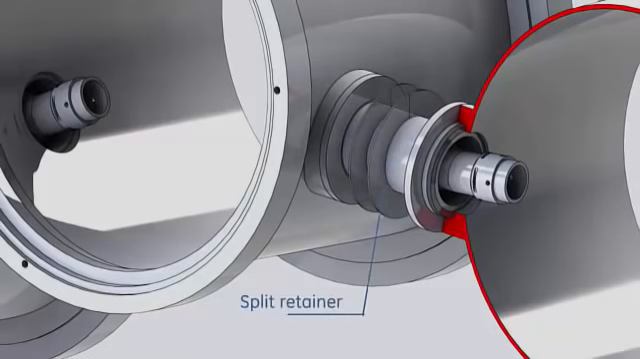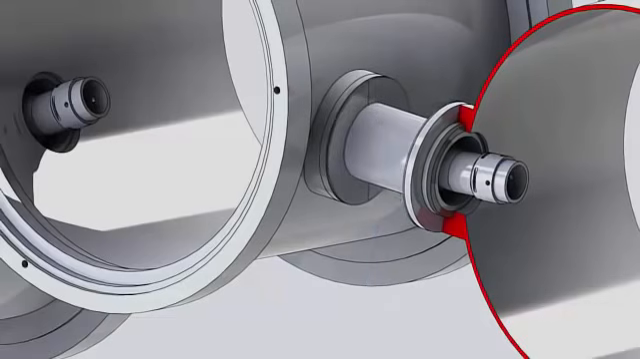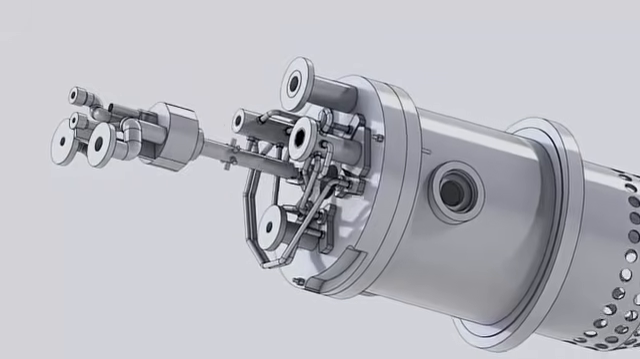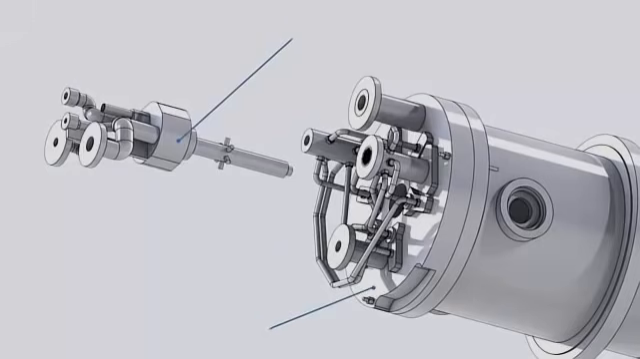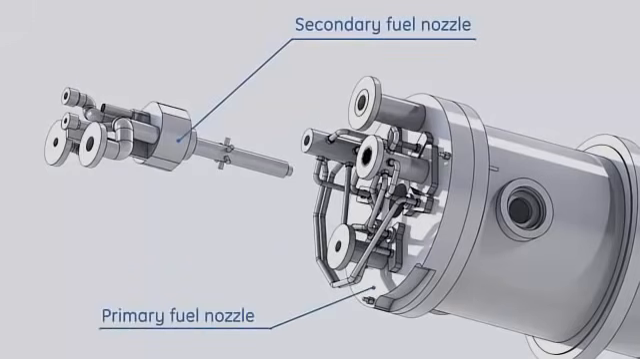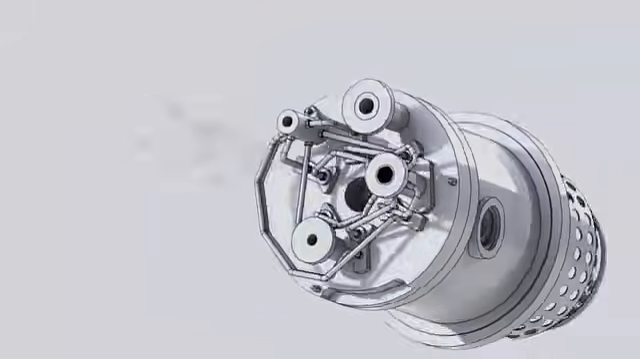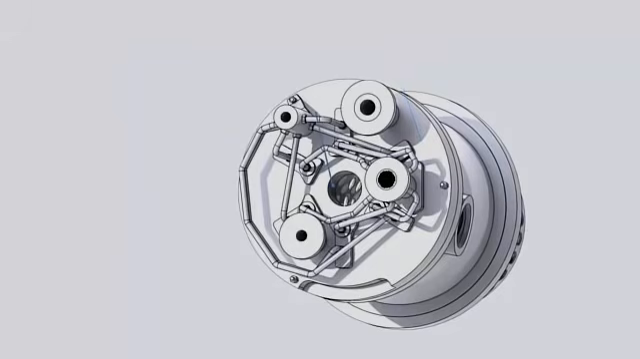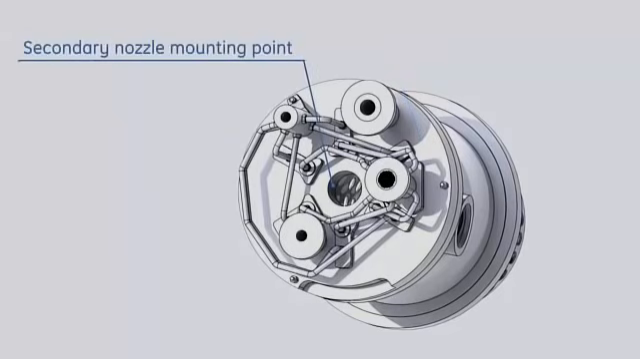Outer tubes are prevented from sliding by split retainers mounted on the flanges. As the DLN1 system features two combustion zones, fuel is injected into the combustion chambers through the primary and the secondary nozzles. The primary fuel nozzle is functionally integrated with the combustion chamber end cover and provides a flange in the center for secondary nozzle mounting.